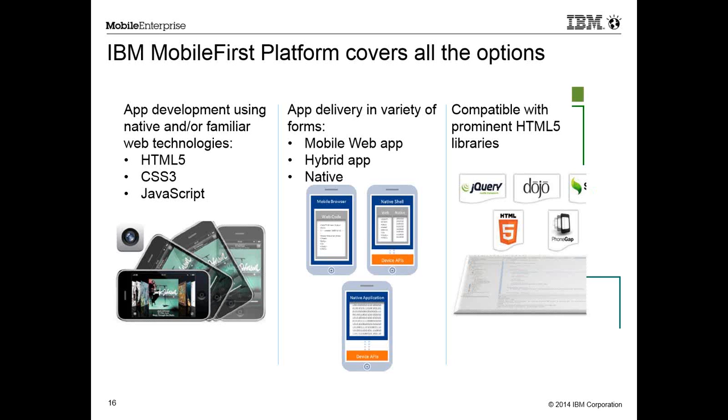So the first part, we provide a studio. This is an Eclipse-based studio. You need to download the WorkLight or MobileFirst plugins, and once you download these plugins, you'll be able to develop applications for MobileFirst or WorkLight. So you have the capability, as I was talking about, to build native apps, or hybrid apps, or completely web apps. We provide an SDK from MobileFirst for most of the platforms, including Windows 8, Windows Phone 8, BlackBerry, iOS, and Android.